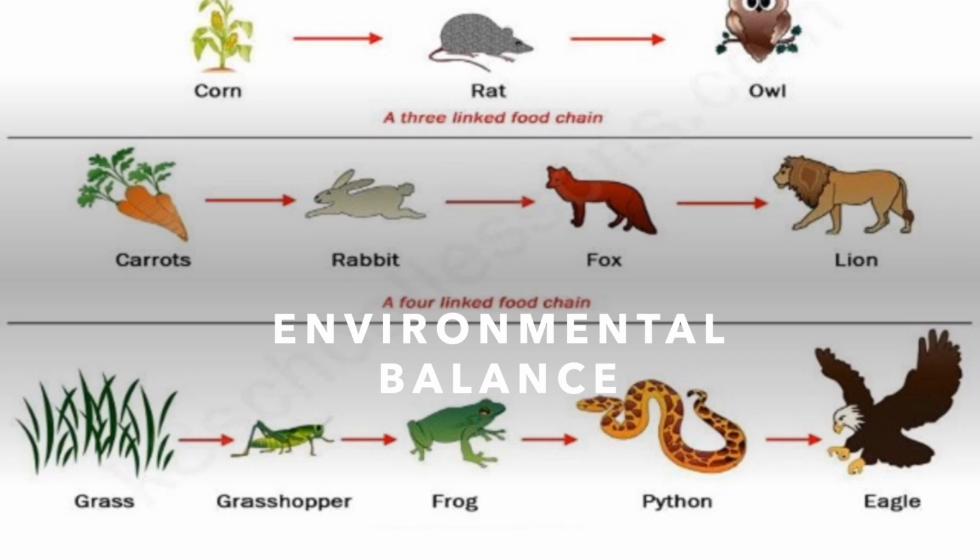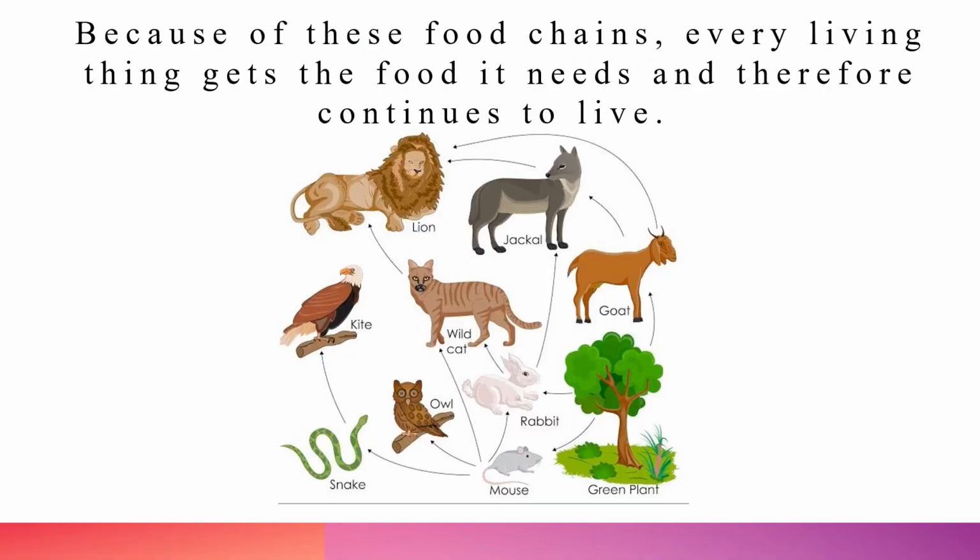In third picture, you can see grass eaten by grasshopper. Grasshopper is eaten by frog, frog is eaten by python, and python is eaten by eagle. So this type of food chains exist in the nature. Now all these food chains are very necessary for environmental balance. Because of these food chains, every living thing gets the food it needs and therefore continues to live.